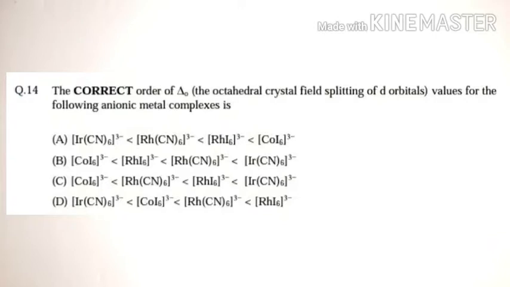Okay, so let's start. Now see, this is your first question and it says the correct order of delta O, the crystal field splitting energy in the octahedral crystal field splitting of d orbitals, for the following anionic metal complexes is. Okay, and you have four options friends. Here you are given four metal complexes and you must find the order of their delta O respectively. Okay, so let's do the solution of this question.